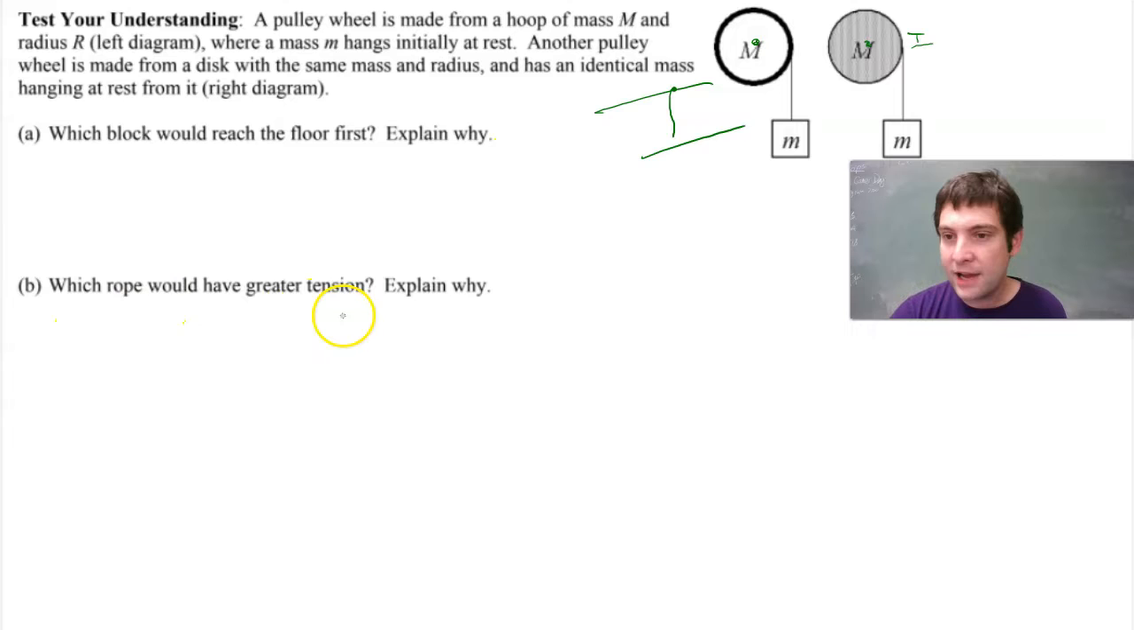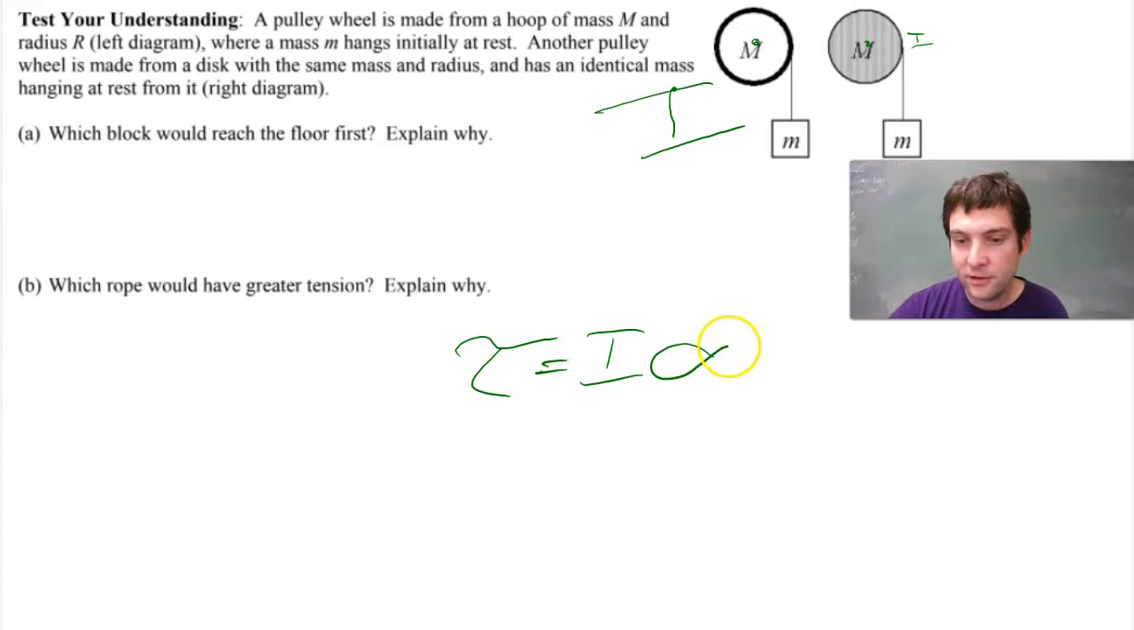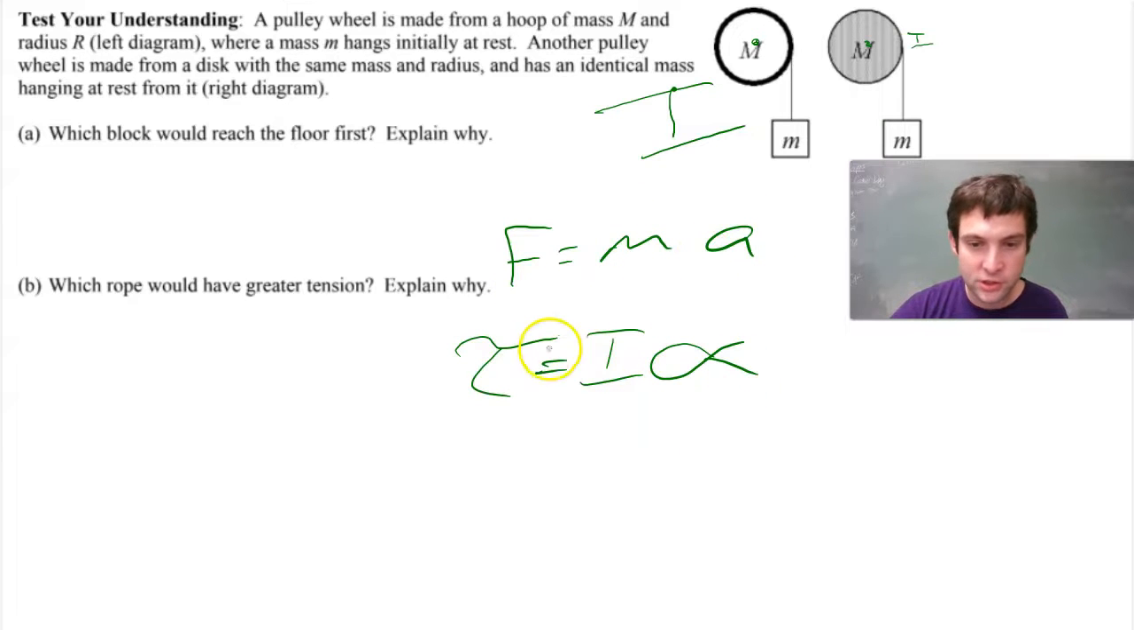Which rope is going to have greater tension? I think I answered that one already when I said that this one is going to take more torque to pull it down. It's kind of a spoiler for the next unit, but torque equals I times alpha, in the same way that F equals ma. Linear version, rotational version. So torque equals I alpha.